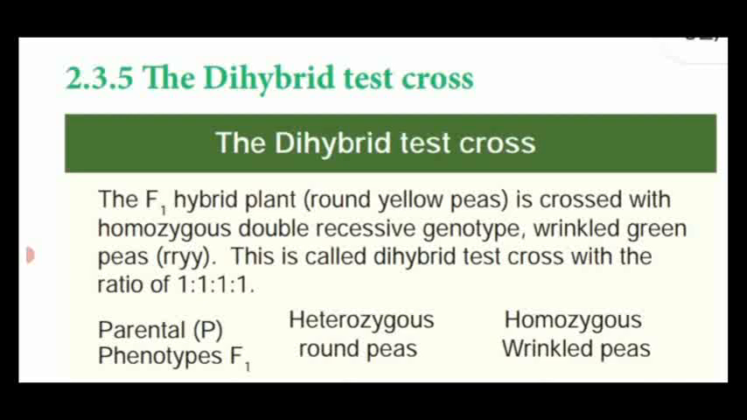Likewise, we are going to see how the dihybrid ratio proves the test cross. The ratio of the test cross is normally 1:1. Dear students, the F1 hybrid, what is that one? Round yellow peas of the dihybrid cross is crossed with the homozygous double recessive genotype. Double recessive means what? Small rr, small yy, that is wrinkled green peas. The dihybrid cross is also showing the ratio 1:1:1:1.